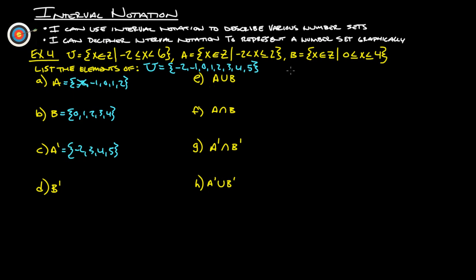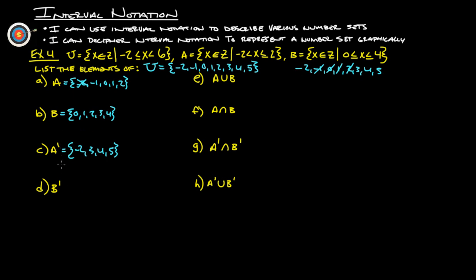Another way to look at this, to maybe make it a little easier, is to rewrite our universal set: -2, -1, 0, 1, 2, 3, 4, and 5. I'm going to cross these off, and whatever's left is going to be A prime. So we would cross off -1, 0, 1, and 2. And what's left over? -2, 3, 4, and 5. Okay?